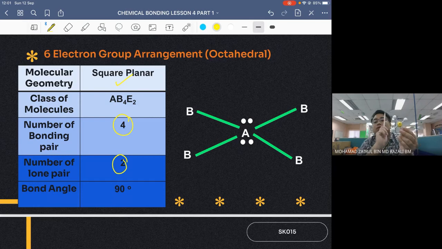So remember that based on VSEPR, kita kena minimize repulsion tu. So that in order to minimize the repulsion, so kita akan letak satu lone pair dekat atas dan kita akan letak satu lone pair dekat bawah. Dan shape dia adalah square planar.